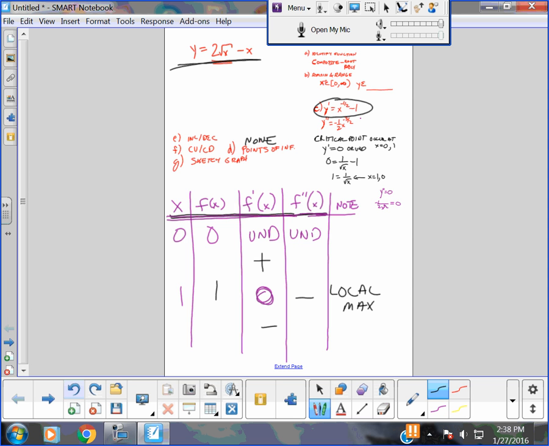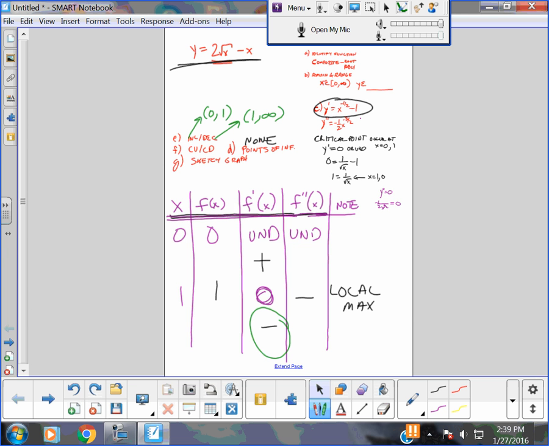All right, there wasn't a sign change. Then it wants the intervals of increasing and decreasing. Well, it's increasing when the first derivative is positive, and that happens from 0 to 1, right? Not including 0 because it's undefined. And then I see it's negative from 1 to infinity. That's the decreasing interval.